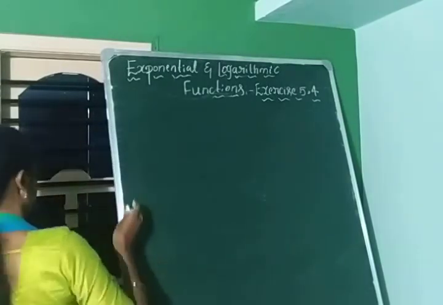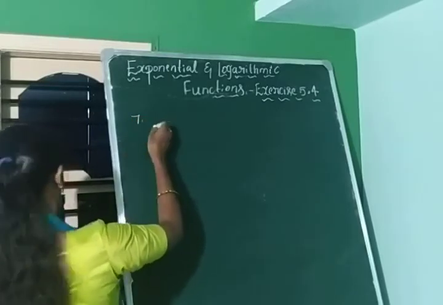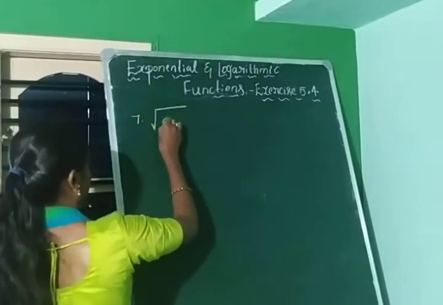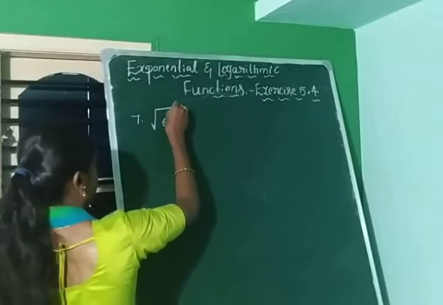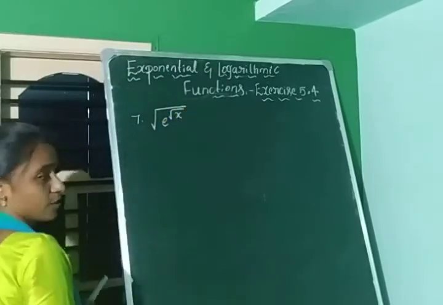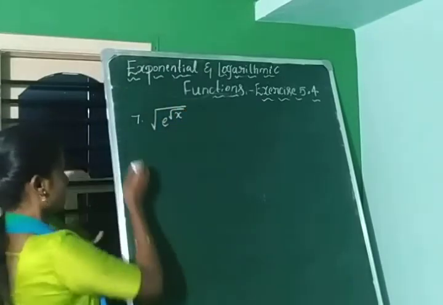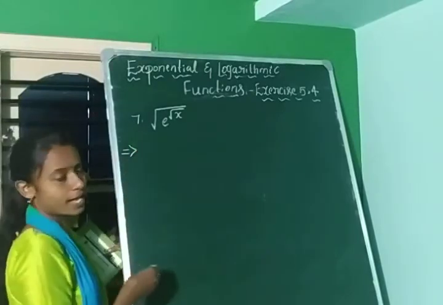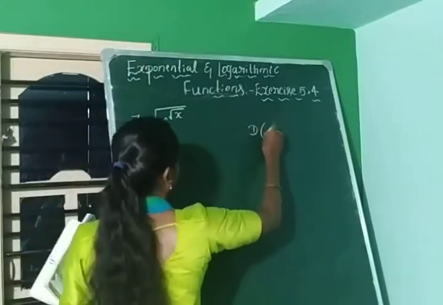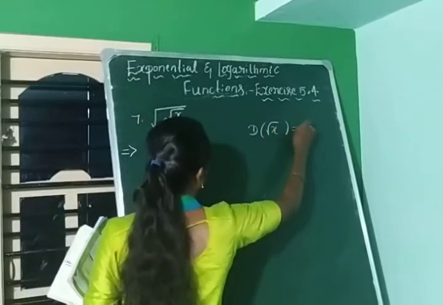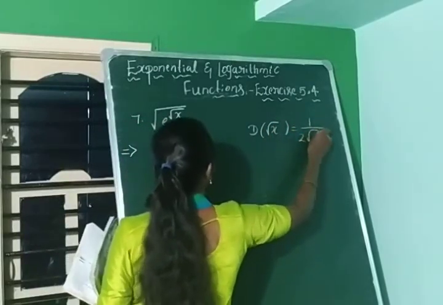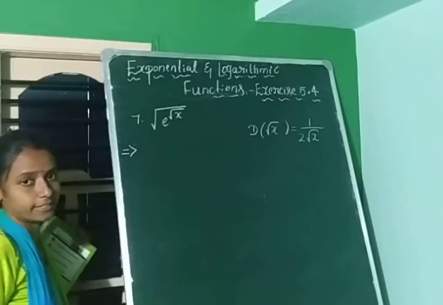So seventh one is square root of e power root x. Okay. Just listen to this one carefully. So as we know, the derivative of root x is nothing but 1 divided by 2 root x. Hope you guys are getting this.